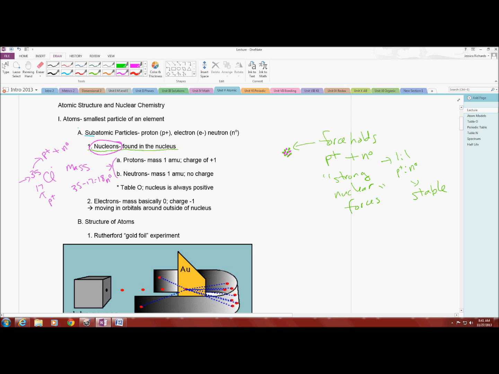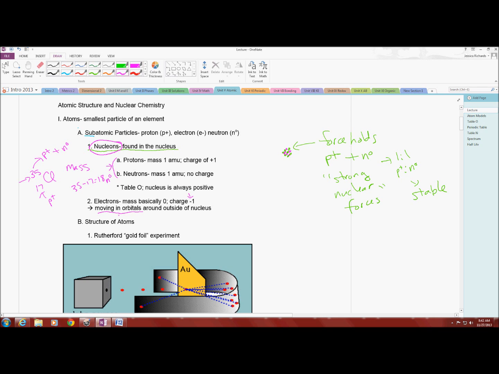If this chlorine is a neutral atom, it's going to have an equal number of electrons as protons because electrons are -1. So if there's 17 positive protons, we're going to need 17 negative electrons so that our total charge is 0. Electrons are found in regions called orbitals.